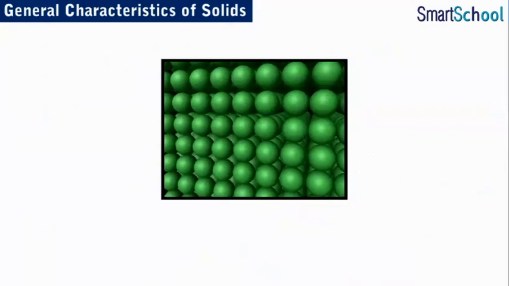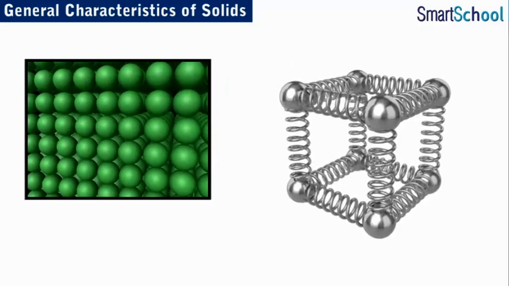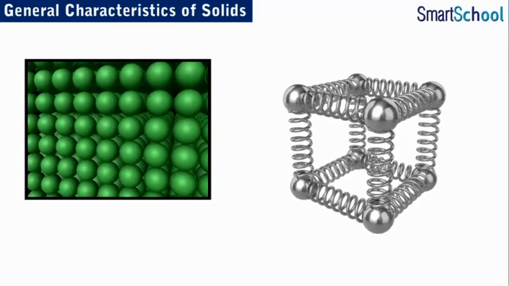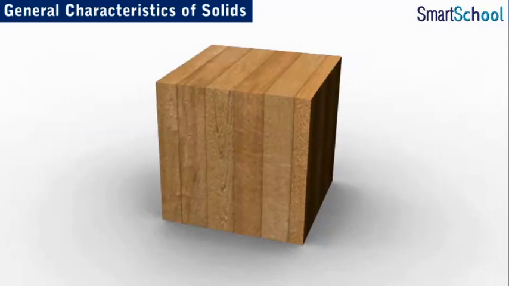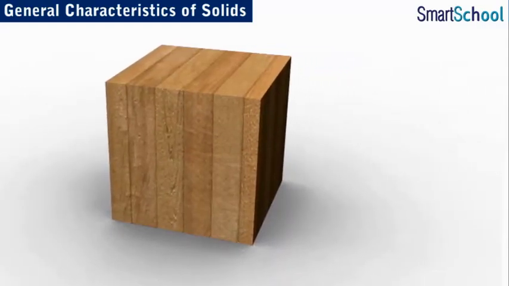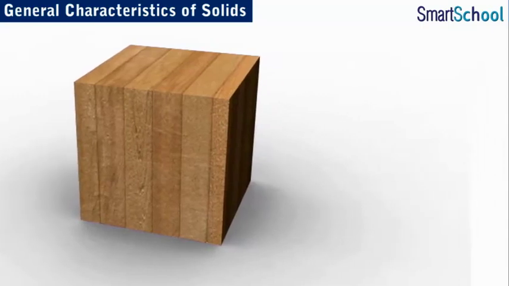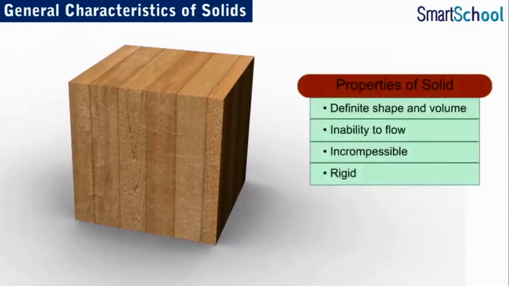On the other hand, the constituent particles in solids are held together by strong forces of attraction. In other words, the constituent particles are closely packed. However, these particles can still vibrate about their fixed mean positions. Solids possess some characteristic properties attributed to their closed packing. They have a definite shape and volume, lack the ability to flow, and are incompressible and rigid.